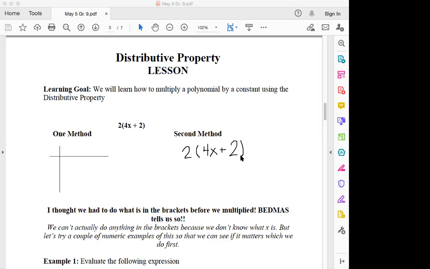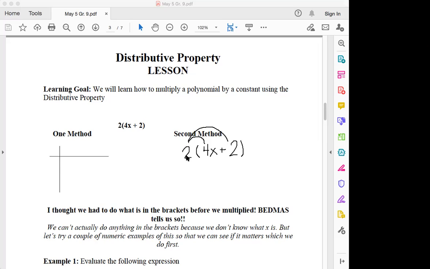Okay, so what's happening with this is that the 2 is being multiplied by everything inside the bracket. So we want to be able to simplify it. In other words, put it into simpler terms. So we use the distributive property for this. One way of thinking about it is it's like a rainbow. So what you're going to do is multiply 2 by the first term in the bracket and 2 by the second term in the bracket.